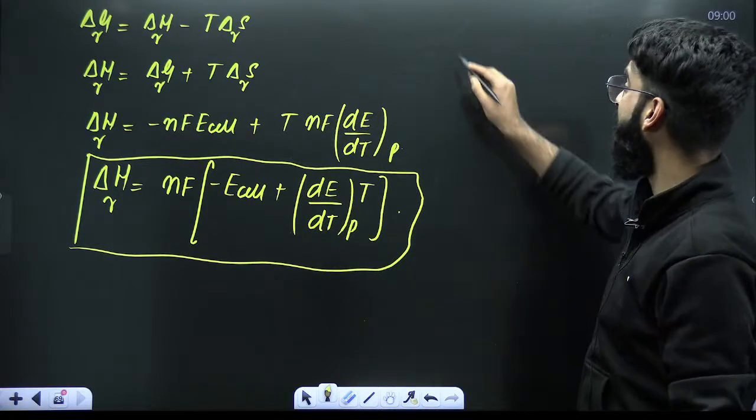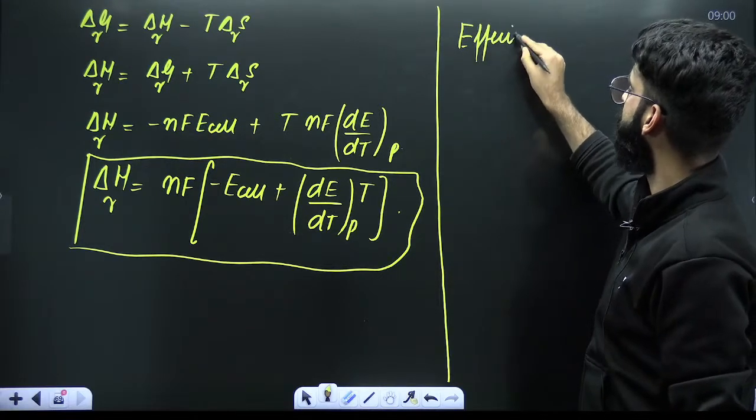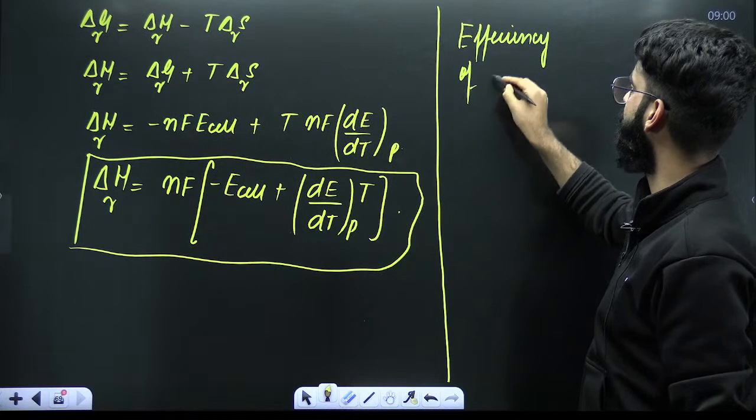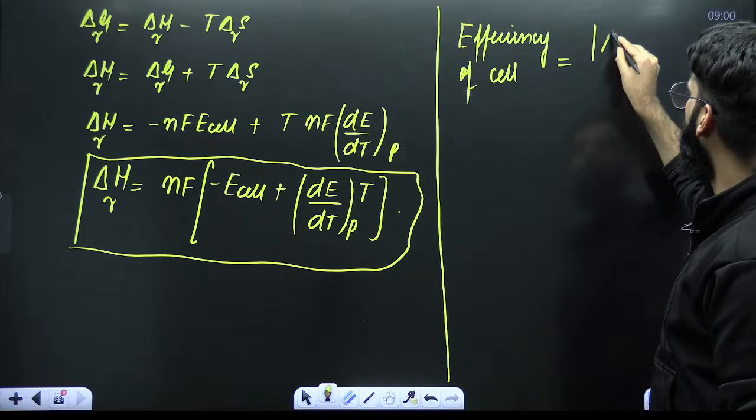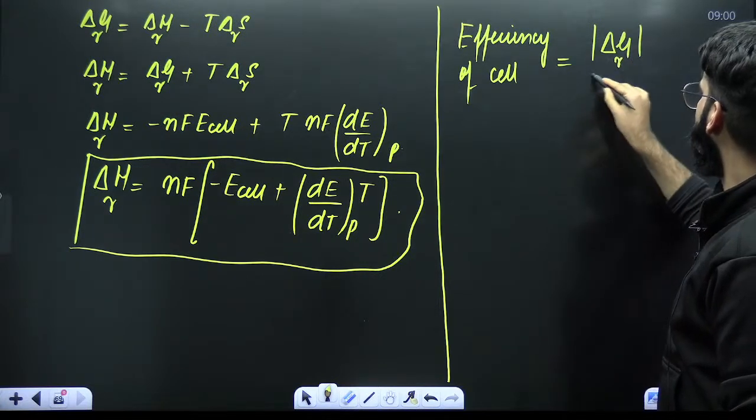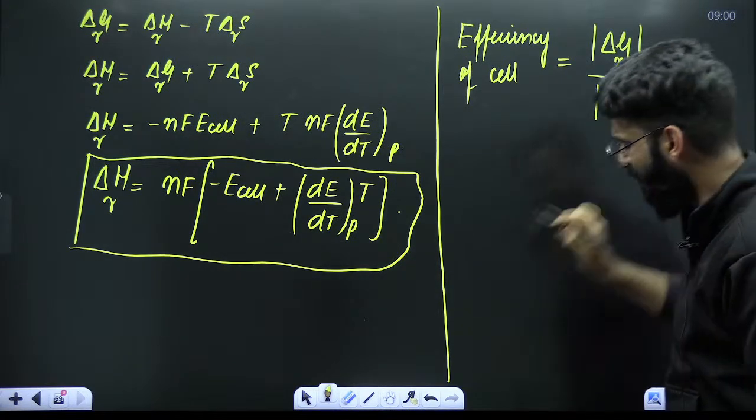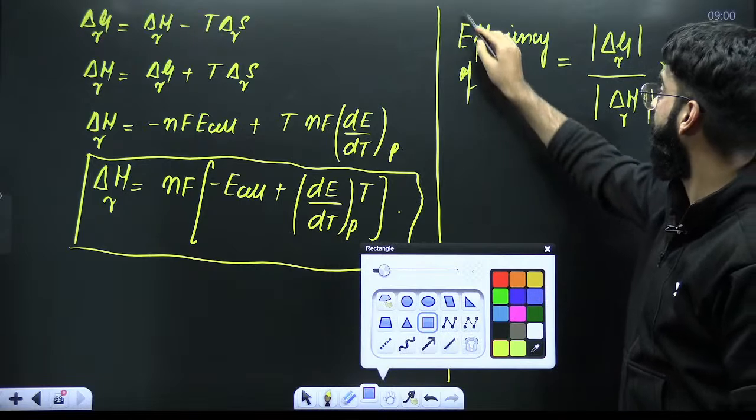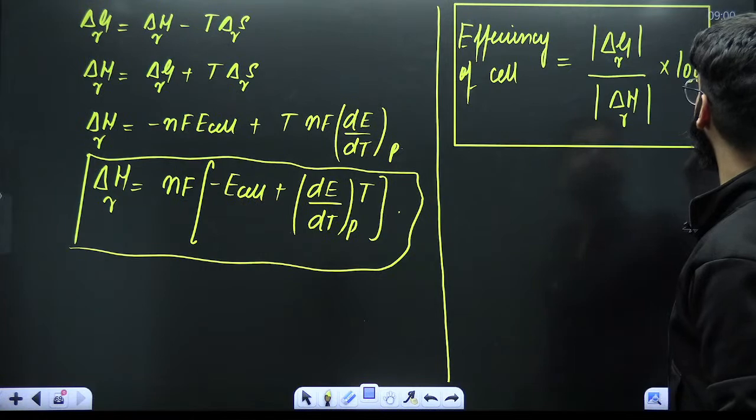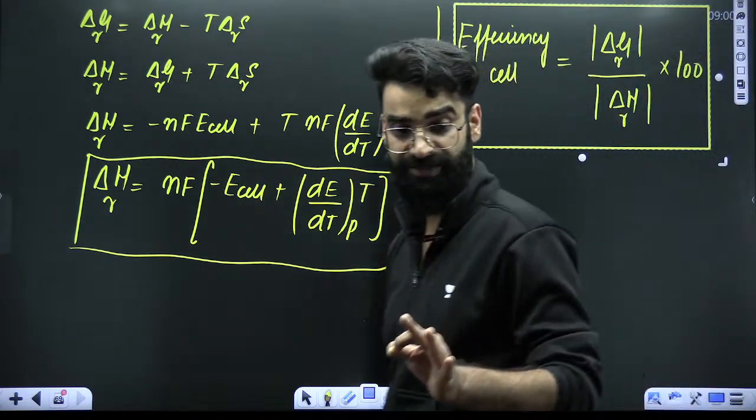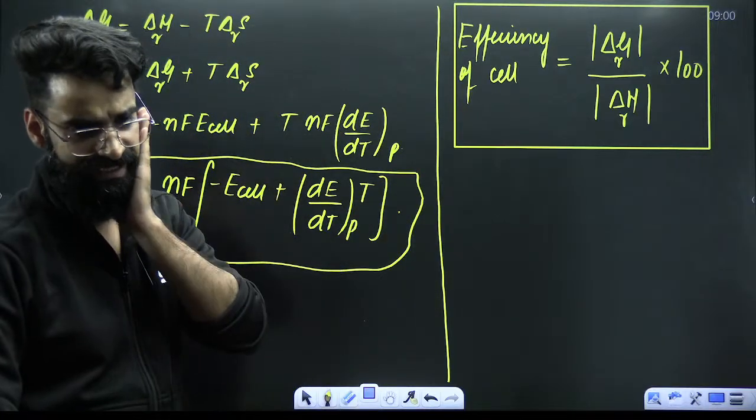Or sometimes they might ask you about the efficiency of the galvanic cell. And how do you calculate the efficiency of the galvanic cell? It is simple. Mod of delta G of the cell divided by mod of delta H for the cell, multiplied by 100. This is the general expression which you can use to calculate the efficiency of the galvanic cell. Provided you know delta G value and delta H value, just divide them, multiply with 100, and get the efficiency of the galvanic cell as well.